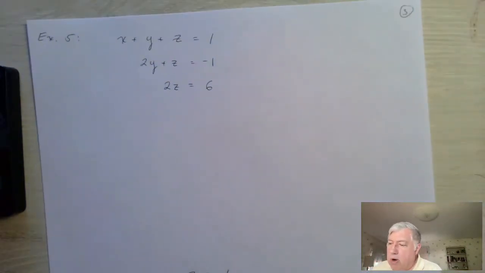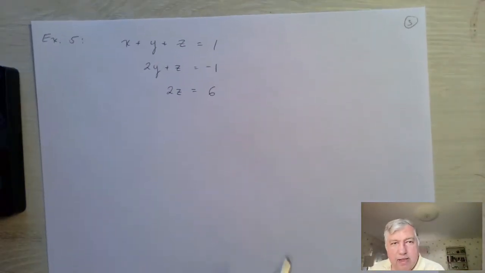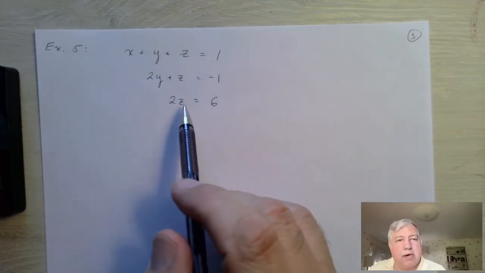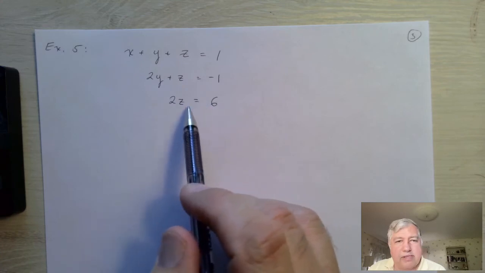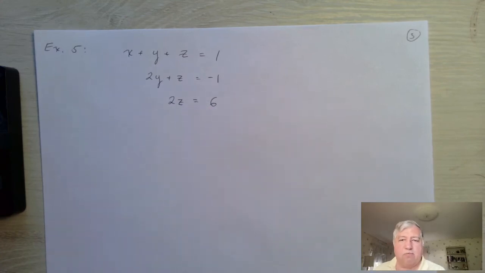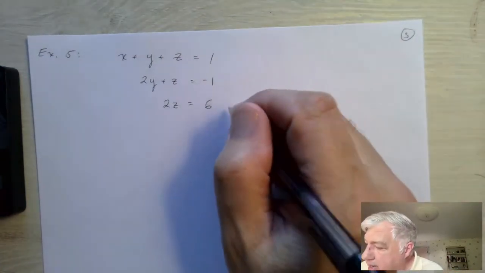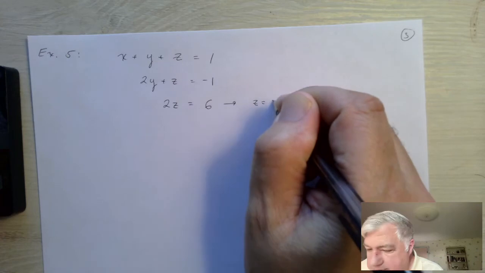Okay, so what happens in example 5? This is a particularly nice example because this last equation makes it very easy to solve for one variable and then plug that back in. So the back substitution works very nicely. We can see from here that z has to equal 3.